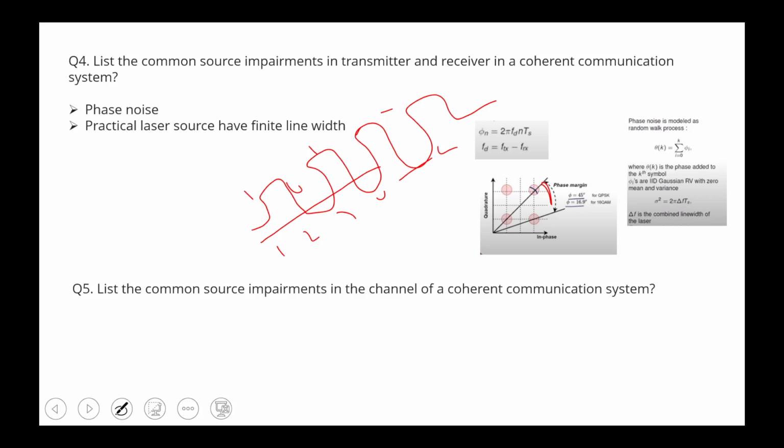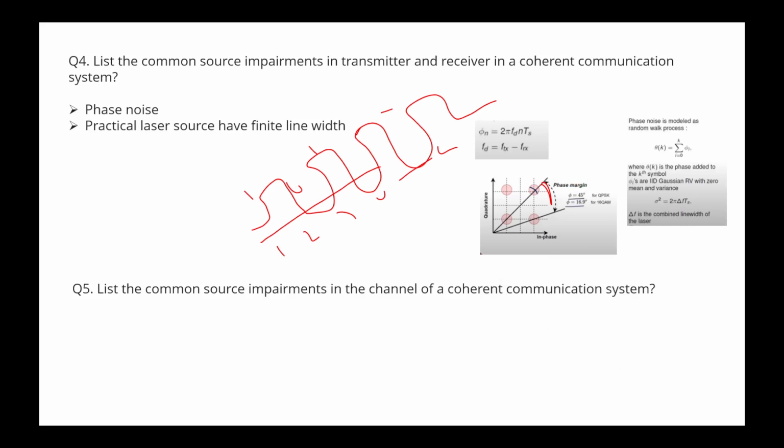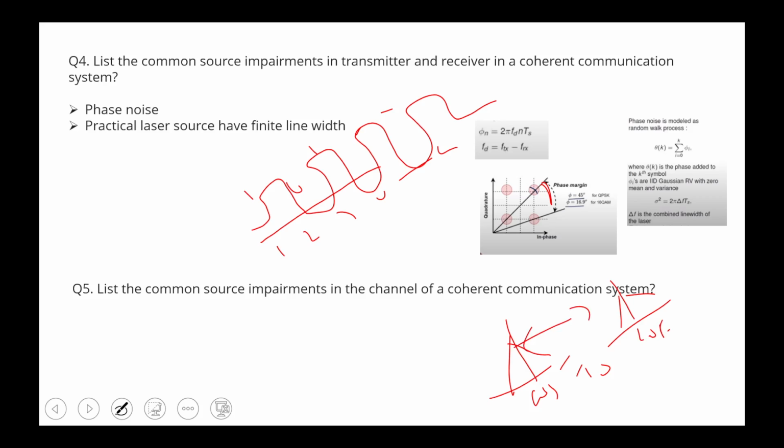So phi is that ideal Gaussian random variable with zero mean and variance. We take the variance of that signal, 2 pi delta f by ts, which is the combined line width of the laser, delta f, and ts, the symbol time. If we have the signal ws with symbol time ts, and the combined line width, the phase margin should be the difference from the 45 degree calculation. So if we increase the line width of the signal, we can avoid phase noise in that case.